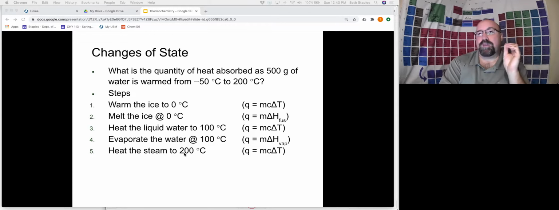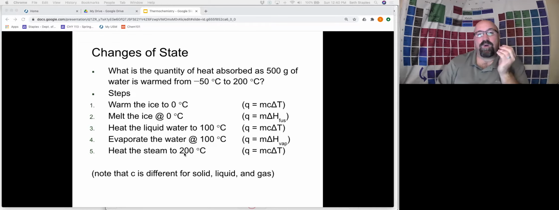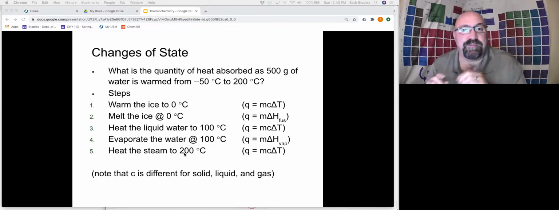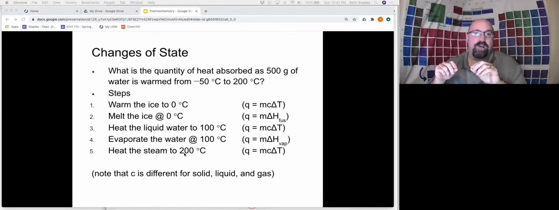Now make note here that the C value, our specific heat, is actually different for solids, liquids, and gases. So far for water, we've been using a specific heat of 4.184 joules per gram degree C. That's the specific heat of liquid water. The specific heat of solid and gaseous water will be different, and those are obviously values that would be supplied to you. That's not anything that you would ever have to memorize.